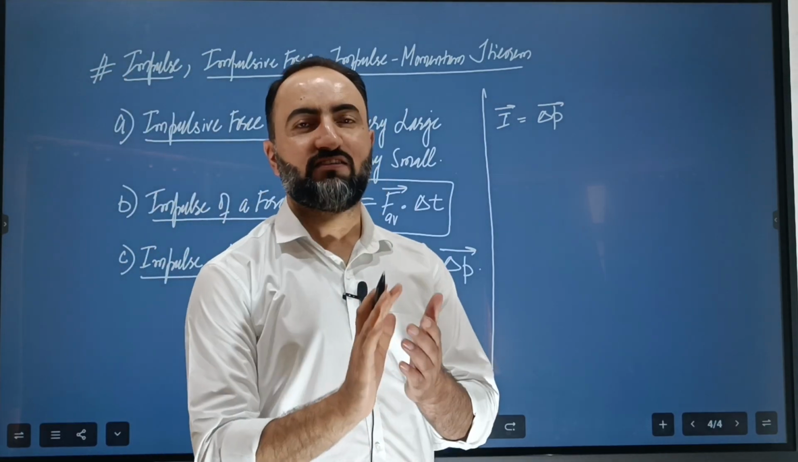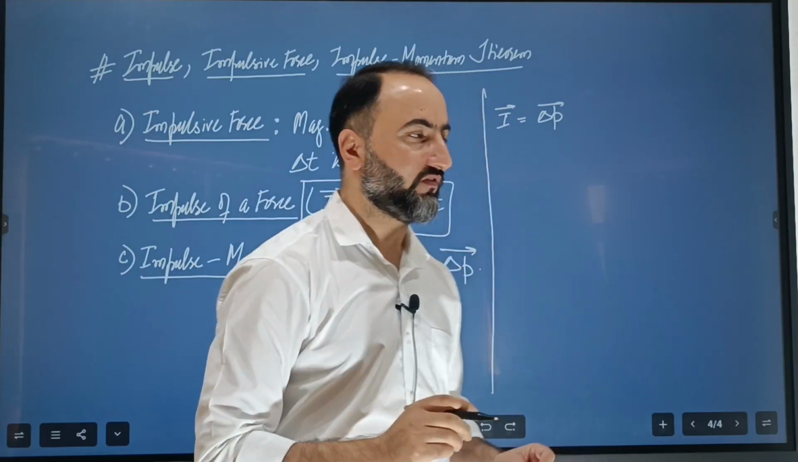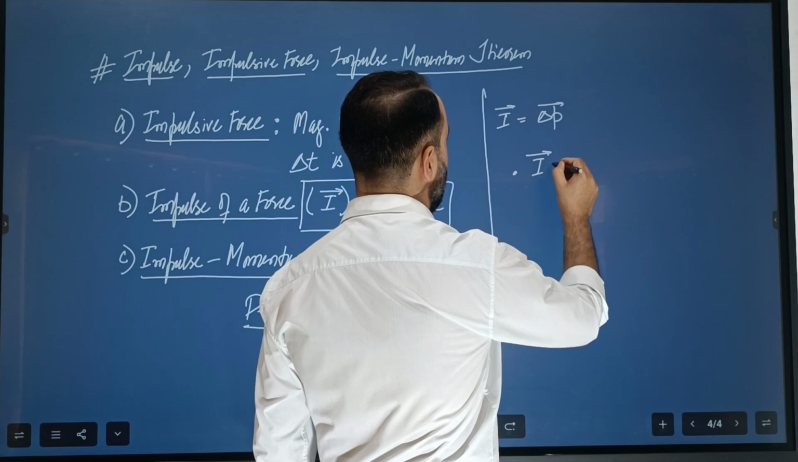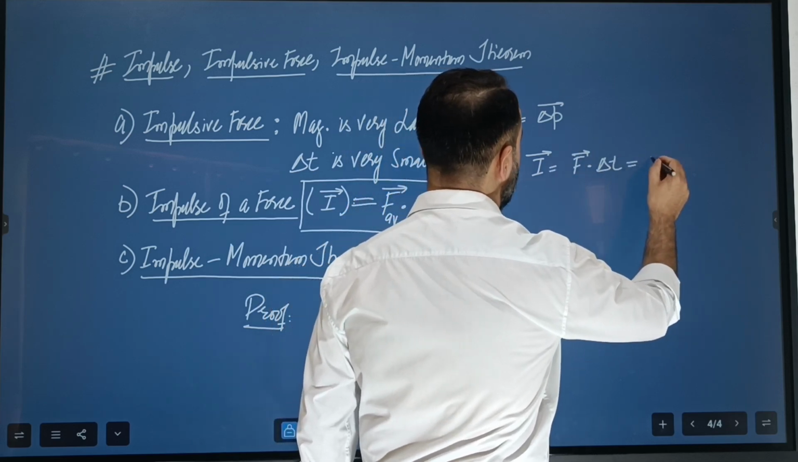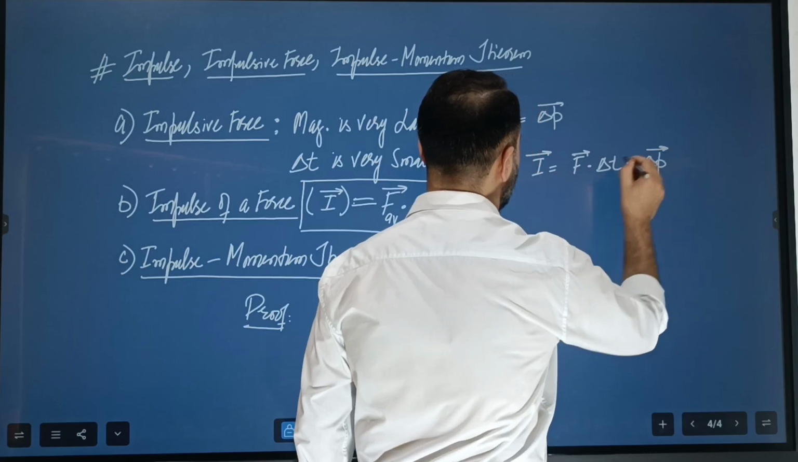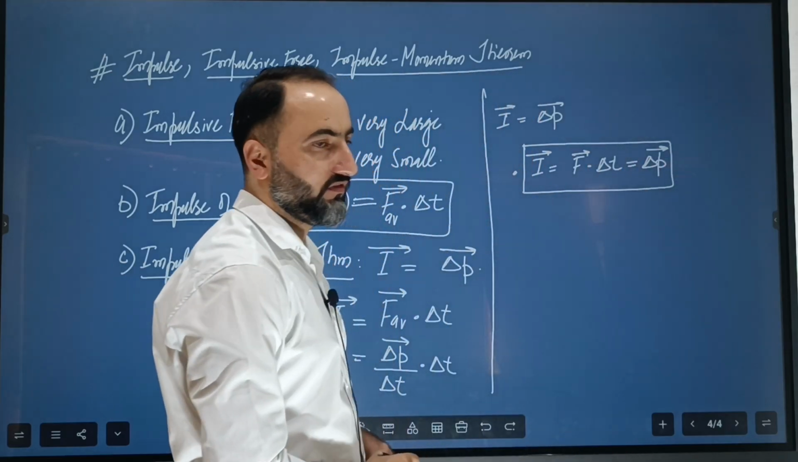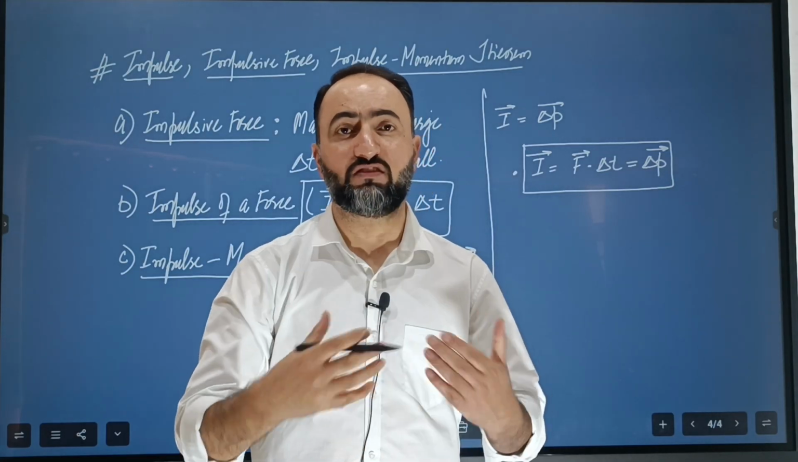Okay, so from here, what are the important equations? Simple. Equation number one: impulse is equal to average force multiplied by delta t, which is in turn equal to delta p. That is as simple as that. Okay, just highlight this single equation. That's important for us.